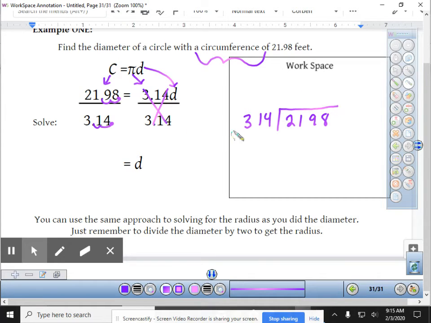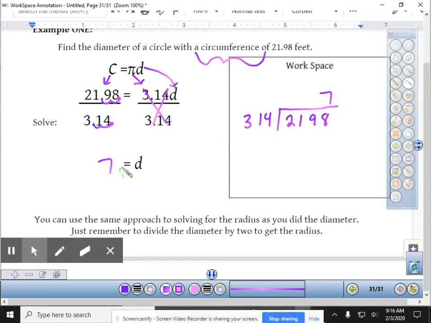But let's just think about it. We're putting 314 into 2,000 and something. Don't make it that hard. About how many times will 3 go into 21? 7. So it's going to be less than that. So try 7 and see if it works. Did it work? Yes. Pretty easy, right?